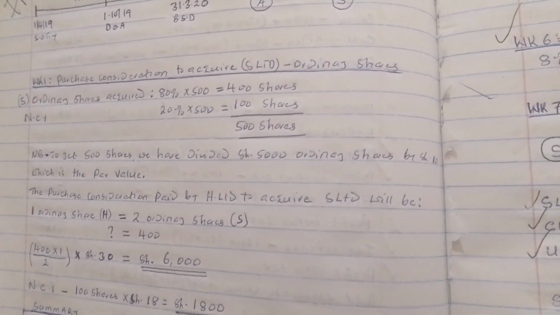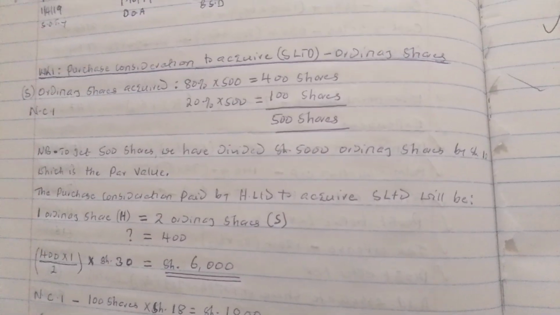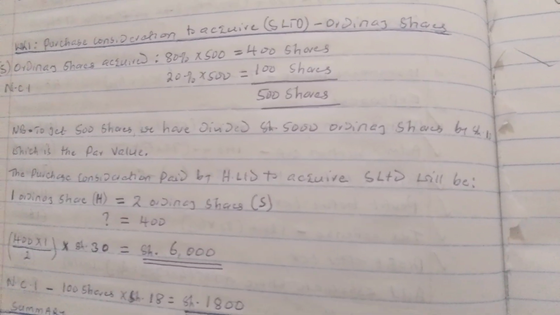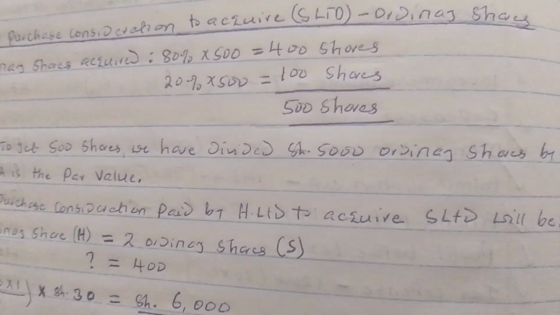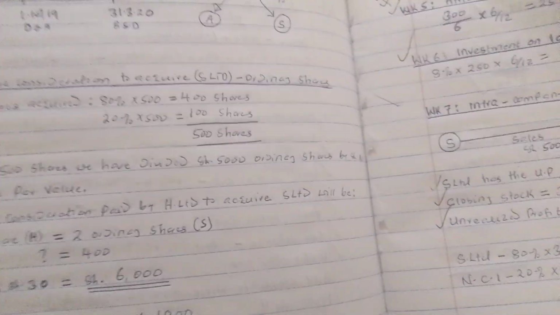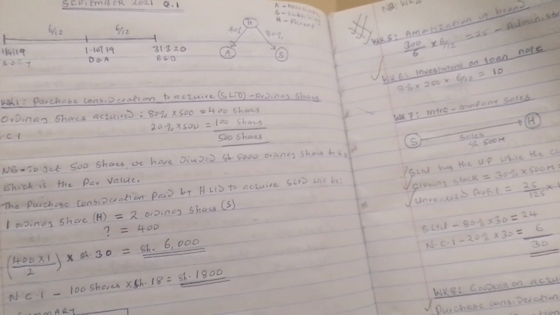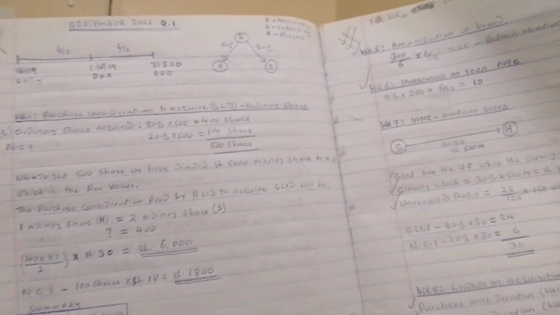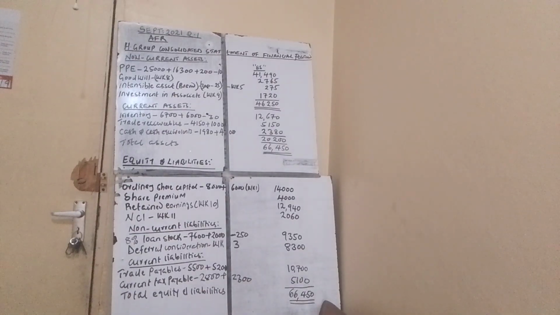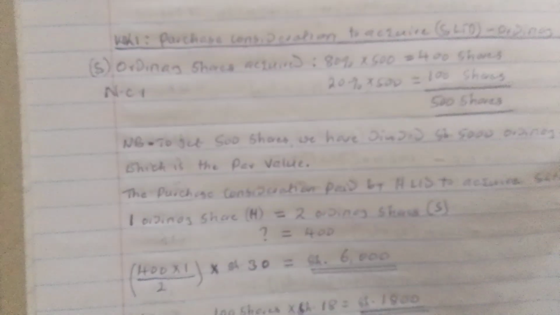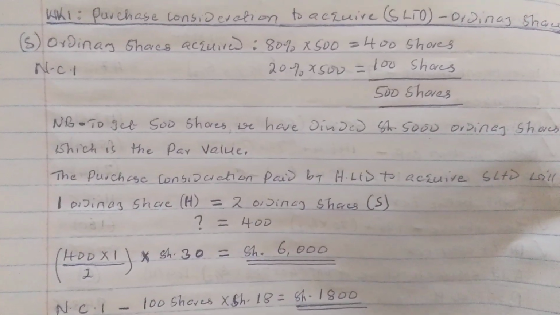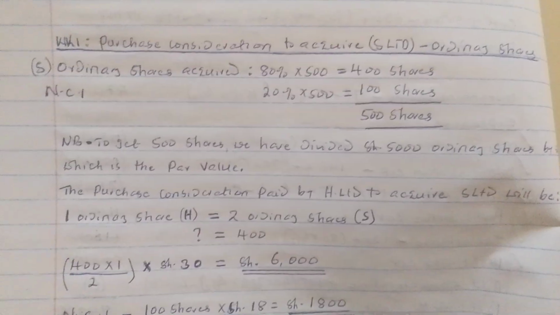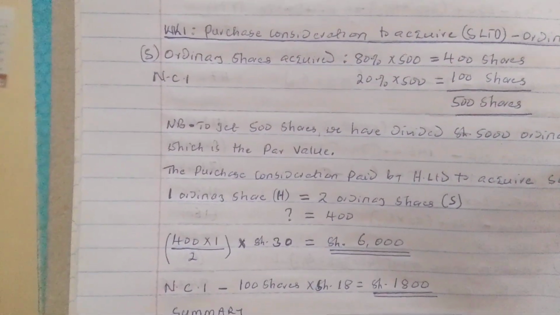Purchase consideration to acquire S Limited. Ordinary shares acquired: we acquired 80%. You look at the total shares in S Limited. In S Limited, we are taking 80% times 500. 80% of 500, so we acquired 400 shares. The remaining 20% goes to NCI, so NCI acquired 100 shares.